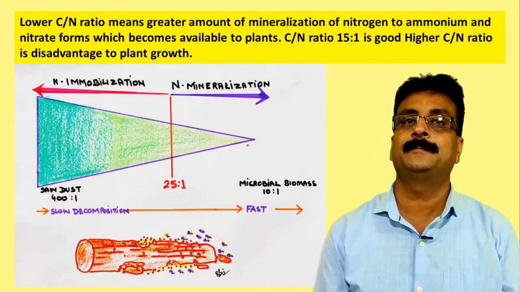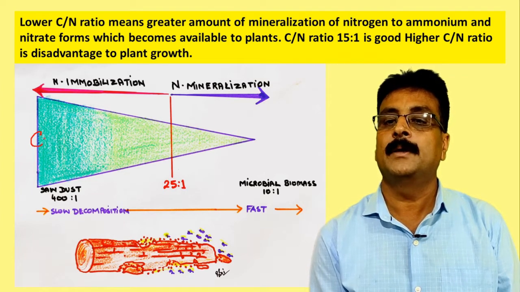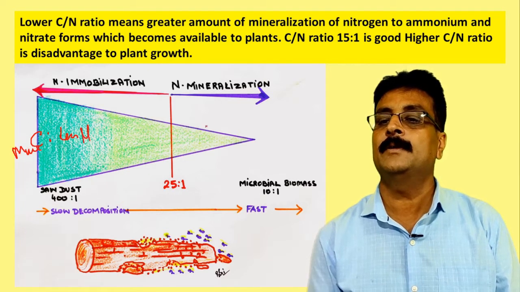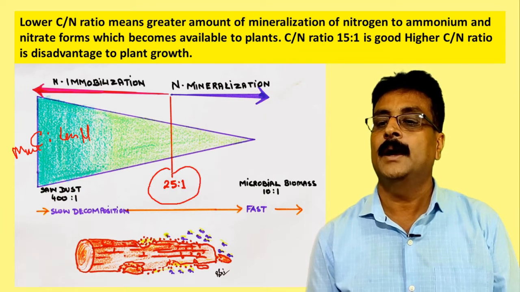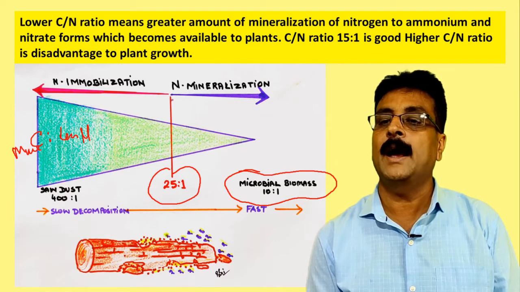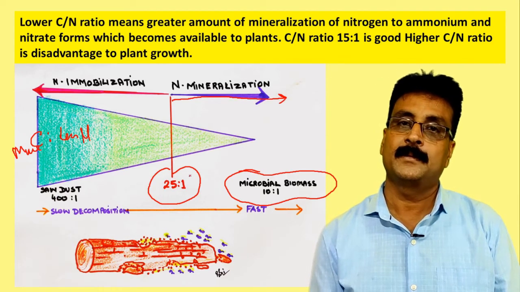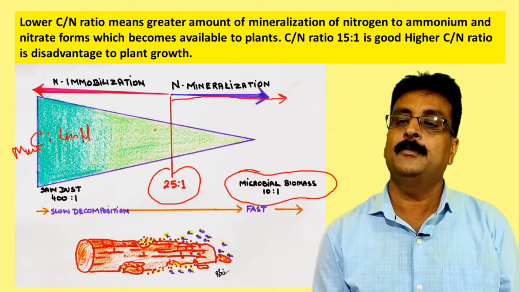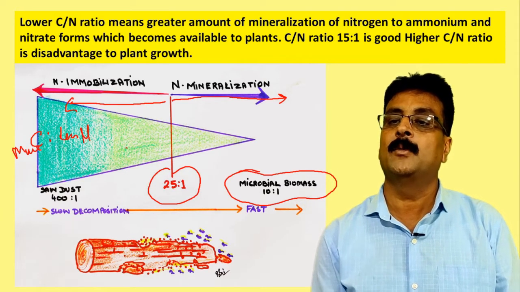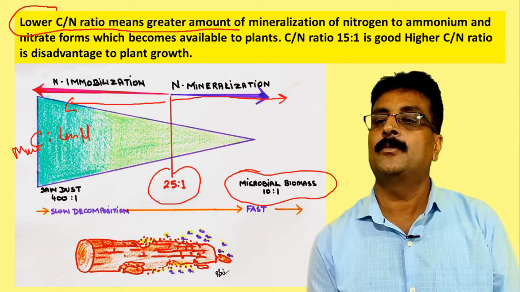Now let me make you understand. Here we have more carbon and less nitrogen. Here we have an adequate amount, and here we have very good. You can see 10:1. See, if we have a balanced carbon to nitrogen ratio, mineralization will happen. Minerals will be available. And if we have more carbon as compared to nitrogen, then immobilization will happen. A lower C:N ratio means a greater amount of mineralization.